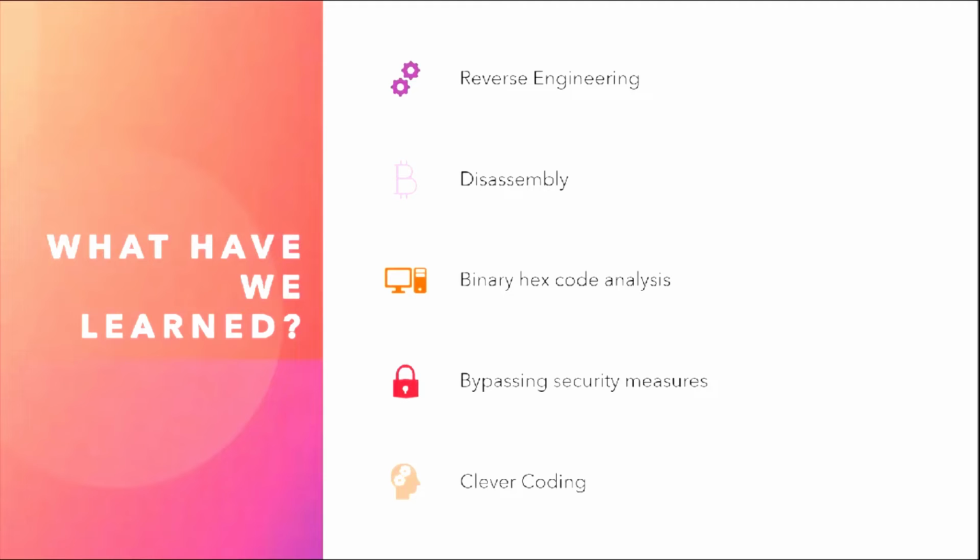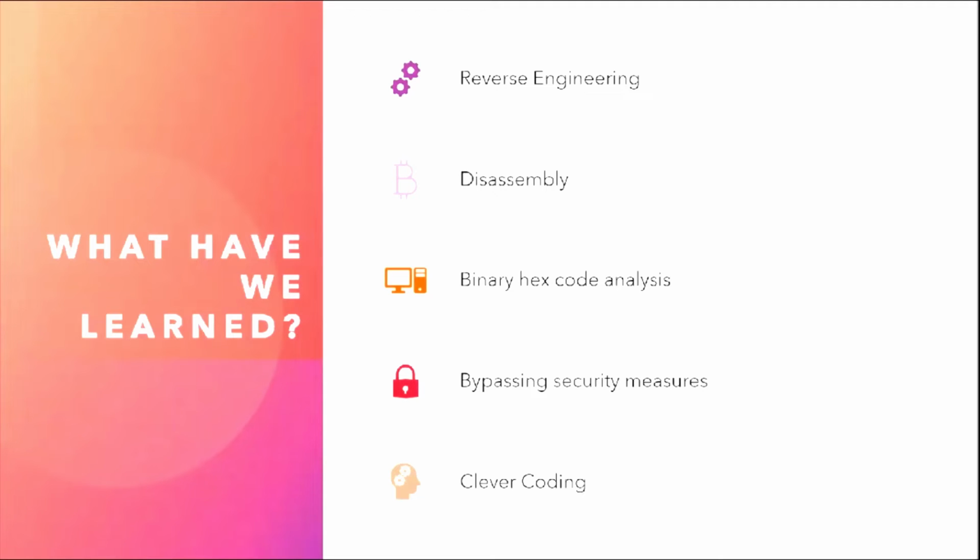Next, binary hex code analysis. We learned a unique approach to finding the password through direct code analysis. This approach allowed us to find quite a few clues and important information, but it wasn't enough to get us to the password itself. Next, bypassing security measures. The analysis of the code showed us that there was an anti-debugger as well as a module to detect a virtual machine and stop program execution. We had to employ certain countermeasures to bypass these and get closer to finding the password.